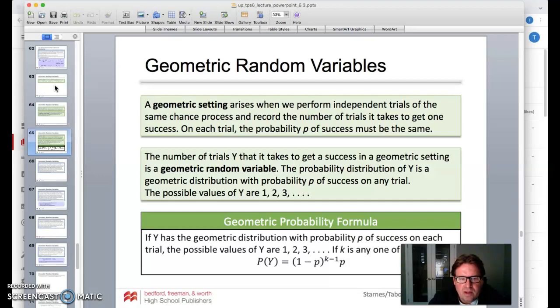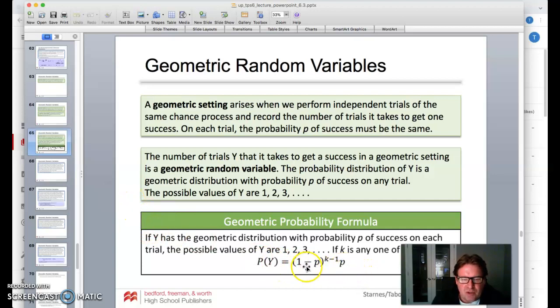All right, so the way that you can find this probability is to take your probability of failure, the 1 minus p, take that to the k minus 1, and then multiply that by p. That's how you're going to find the geometric probability. So the probability of success there.